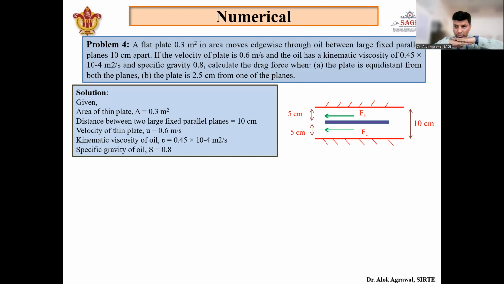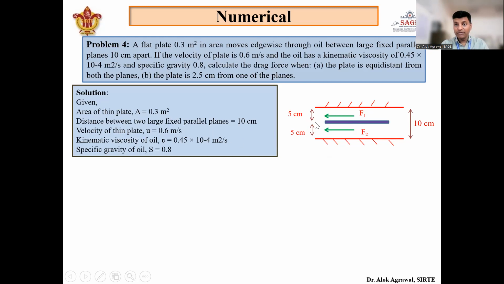So we have to calculate tau 1 and tau 2 both here. Okay, in previous problems it is not the case. The body is in contact with one plane only with the oil. Now here the body is in contact with oil on both sides. So distance between the two fixed plates is 10 centimeter. Velocity of thin plate is 0.6 meter per second.